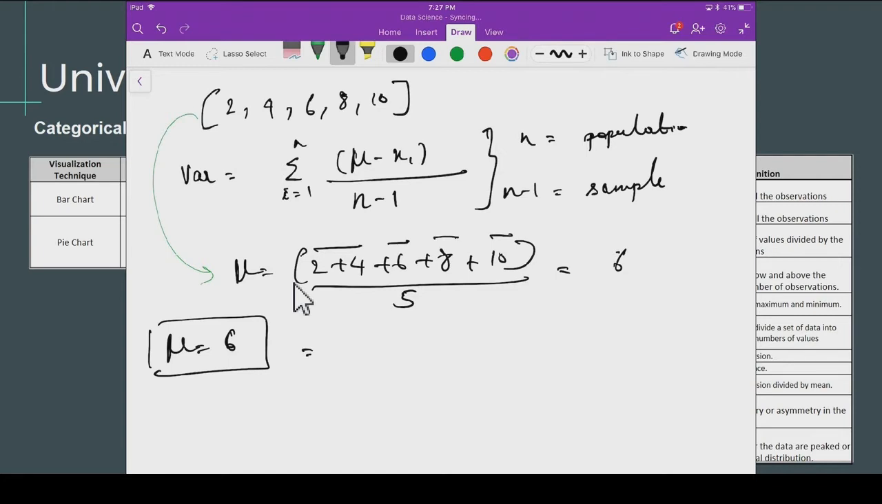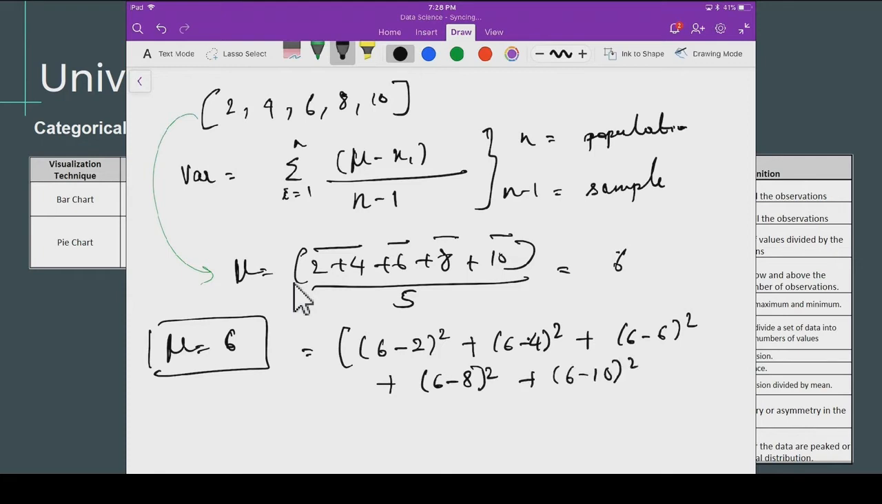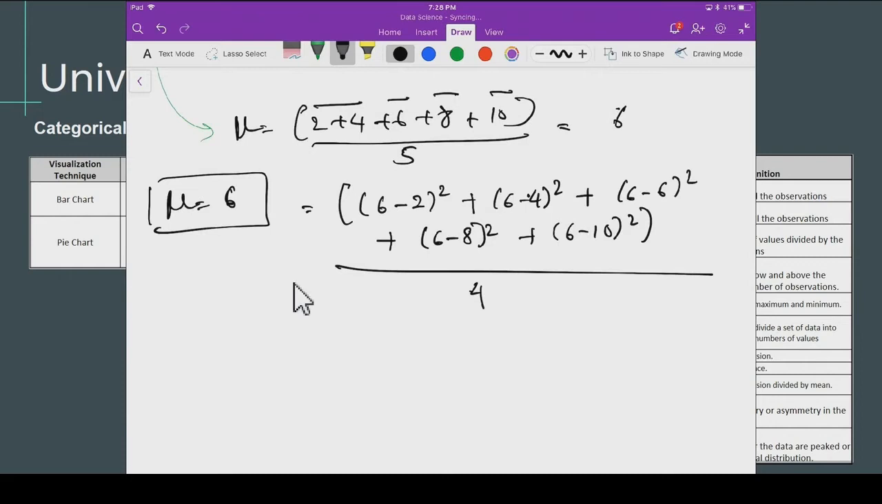So putting the numbers into the formula, we will say (6 minus 2) the whole square plus (6 minus 4) the whole square plus (6 minus 6) the whole square plus (6 minus 8) the whole square plus (6 minus 10) the whole square. The moment we have squares, there are no negative numbers; they become positive. We then divide by n minus 1, which is 4. The first one is (6 minus 2) the whole square, that is 4 square, which would be 16.